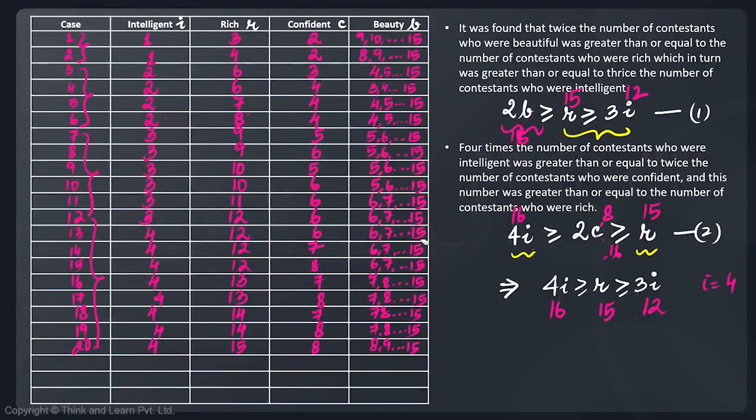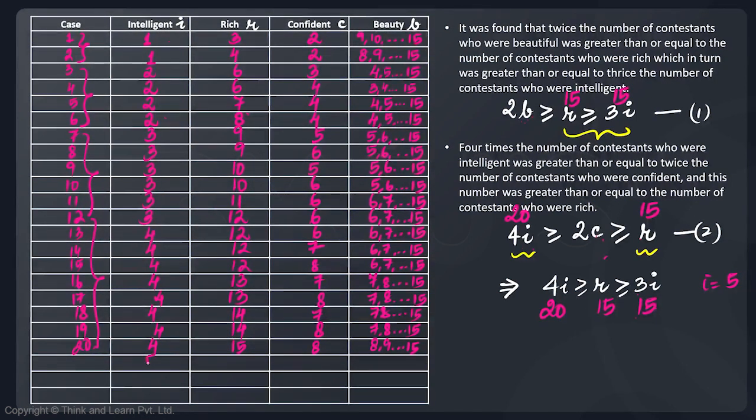Okay. Next, when I is going to be 5, this turns out to be 15, this turns out to be 20. R will be 15 and 15 only, we can't have more than 15. So R is going to be 15, this is going to be 20, R is going to be 15, this is going to be 15.